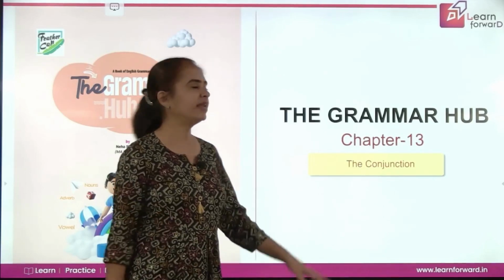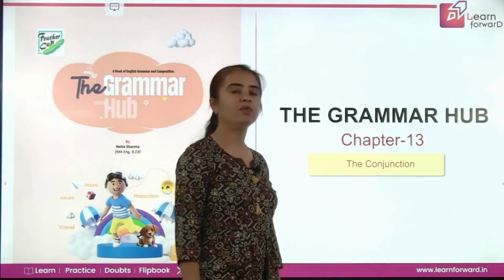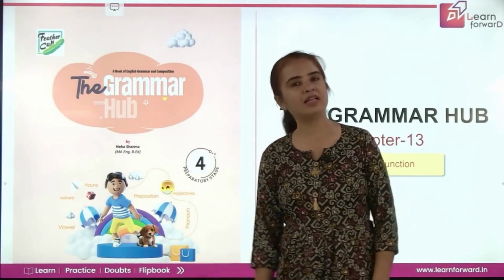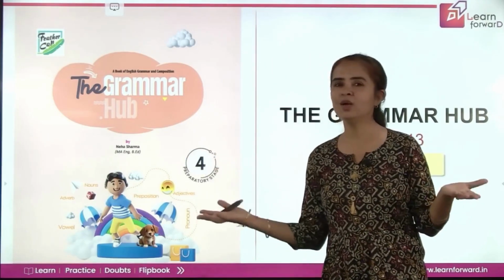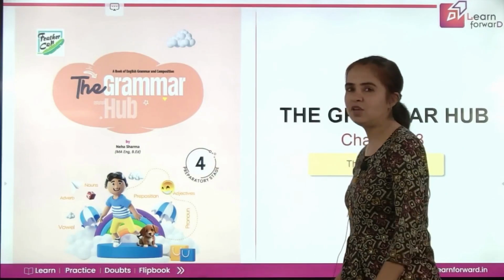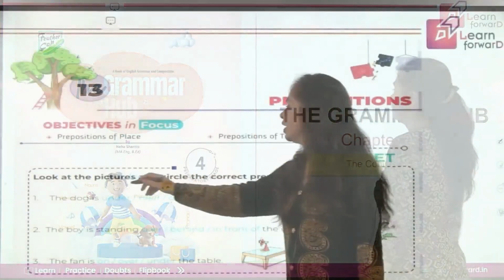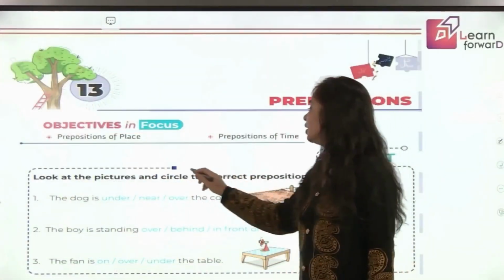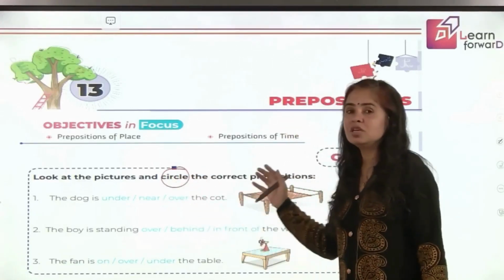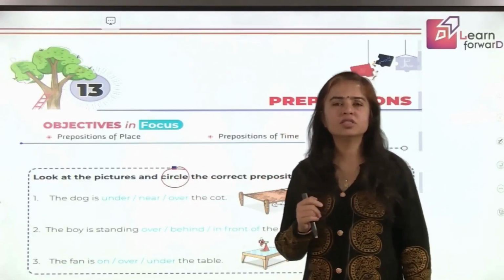Today, we'll be starting chapter 13 of your book and we'll be learning more about conjunctions. They are the joining words. Let's see what else we know about them. Look at the pictures and circle the correct prepositions. So you just have to see, because what are prepositions, children?